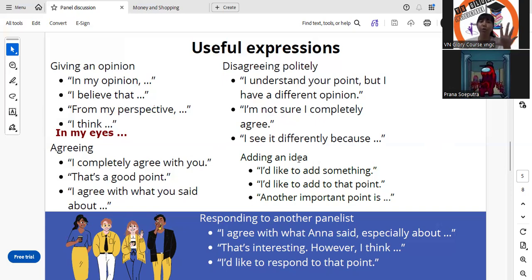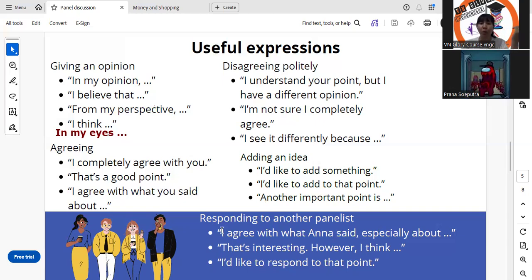And then when you want to add an idea, you can say, I'd like to add something about it. For example, blah, blah, blah, like that. Yeah. I'd like to add to that point. Or, another important point is. This is the expression when you want to add an idea.